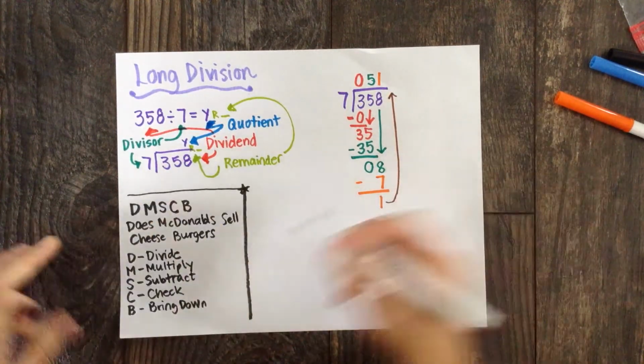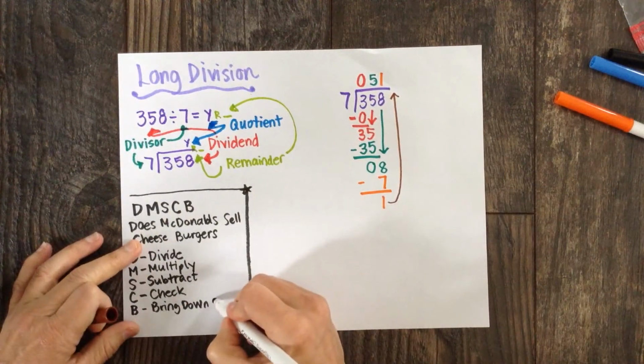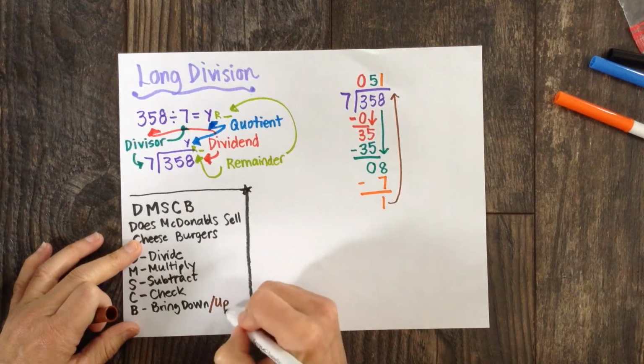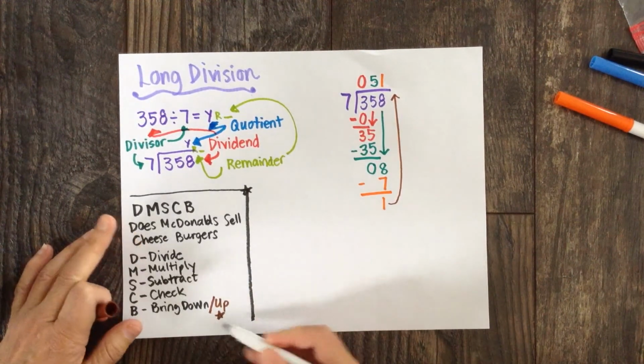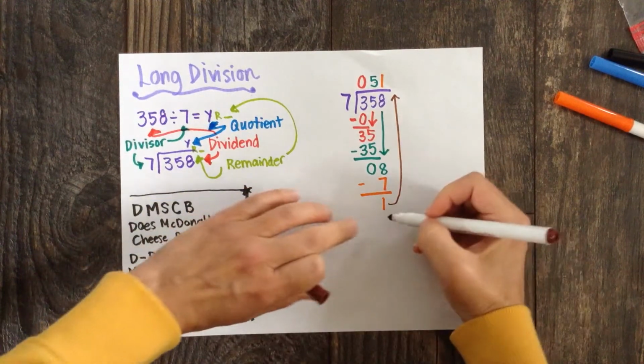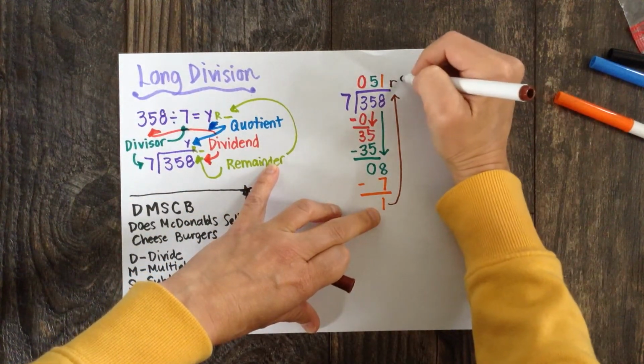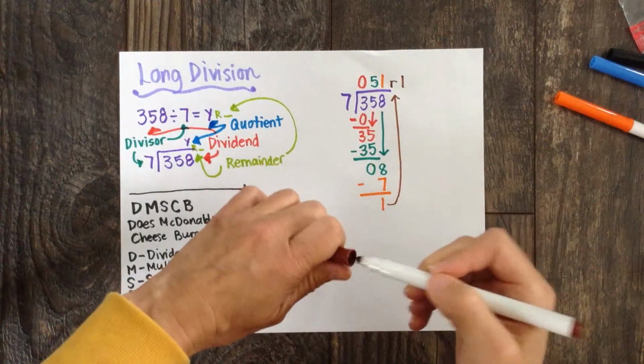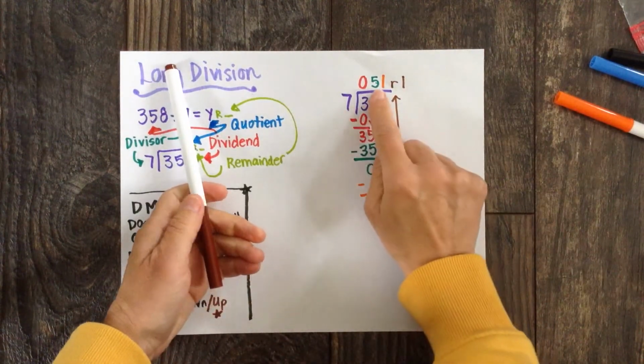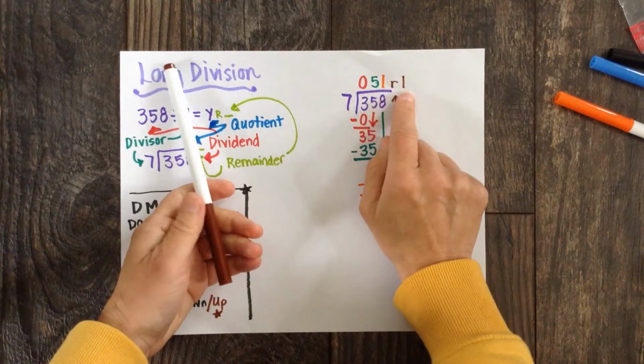So we should bring down, and we should also slash up as a little star there, because in the very end, that's what you're going to do. You're going to bring it up. And then this becomes my remainder of 1. So my quotient here ends up to be 51 remainder 1.